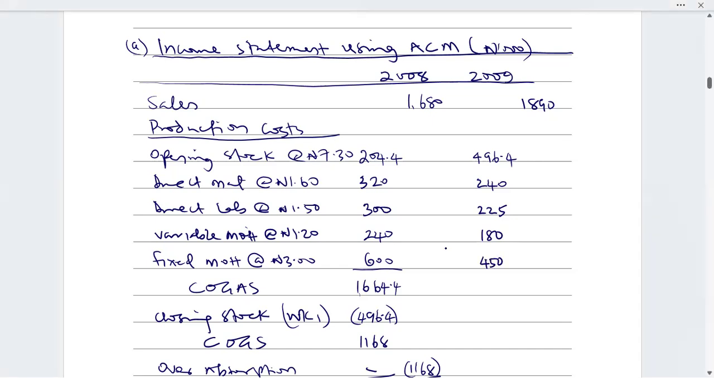You notice that the fixed manufacturing overhead is changing as the activity level changes. So that is why I said that under absorption costing method, the fixed production overhead will vary according to activity level because it's based on the activity level. So let's add up all the numbers. 450 plus 180 plus 225 plus 240.